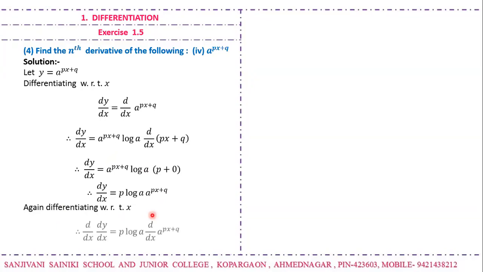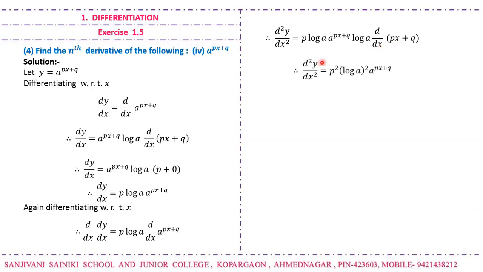So again differentiating with respect to x, dy by dx is equal to p times log of a into d by dx of a raised to px plus q. Therefore d2y by dx square is equal to p into log of a into a raised to px plus q log a. So d by dx of px plus q. So d2y by dx square is equal to p square, log of a bracket square, into a raised to px plus q. This is the second order derivative.